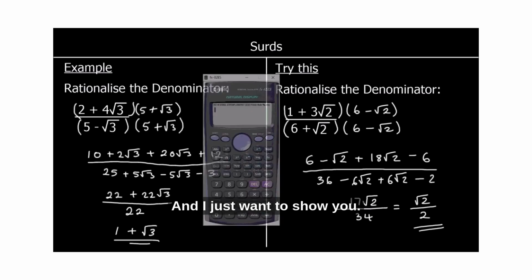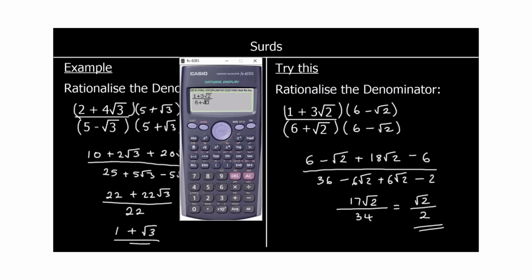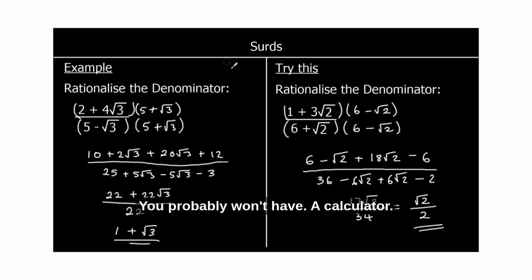And I just want to show you that you can check answers on the calculator if you've got a calculator. So if I type in (1 plus 3 root 2) over (6 plus root 2), I get my answer of root 2 over 2. So the calculator will simplify surds for you, and it will automatically rationalise a denominator. But if you're being asked this question, you probably won't have a calculator.